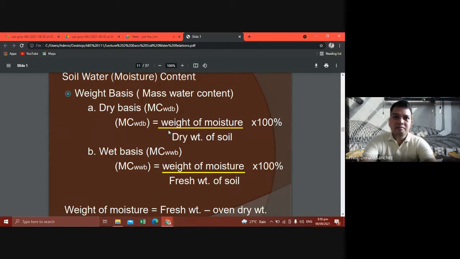Once dried, you can call it the particle, because the water and the air are removed, but the organic matter is not removed. At least you know that the water in your 1 kilogram is 0.8. From 1 kilogram, only 0.2 is left, so the particle is only 0.2, and the 0.8 was composed of water and air.